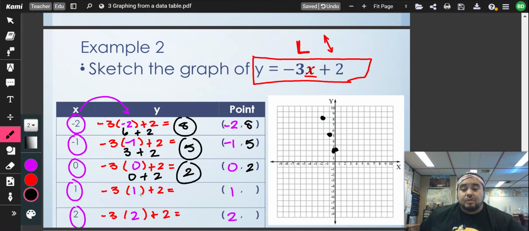Next line, -3 times 1 is -3, and I'm going to add 2. This is a tug of war problem, so the -3 is bigger, so the answer will be negative. 3 take away 2 is 1. So my ordered pair is 1, -1. That means starting at the origin, I go right 1 and down 1. And then the last line, -3 times 2 is -6, plus 2, again another tug of war. -6 is bigger, so it's going to be -4.